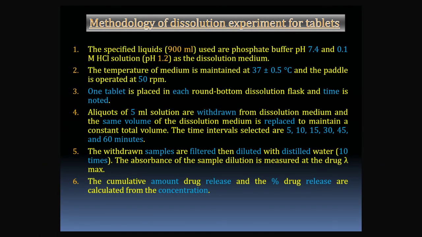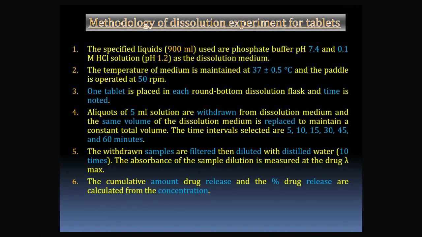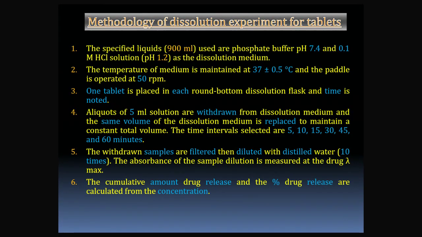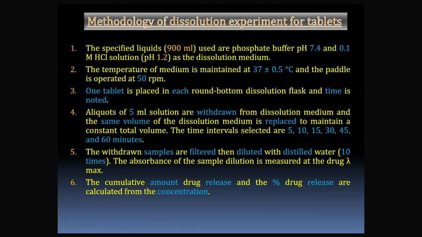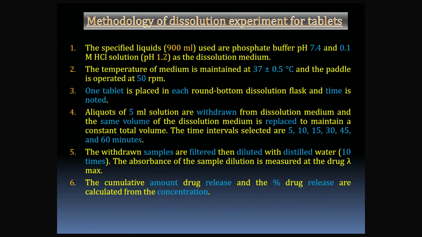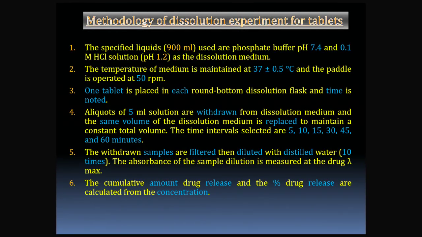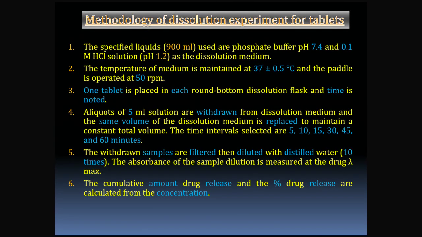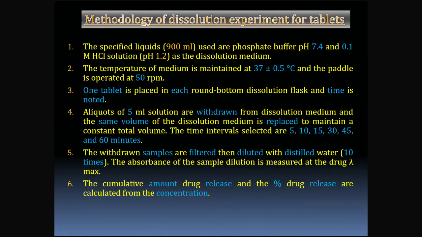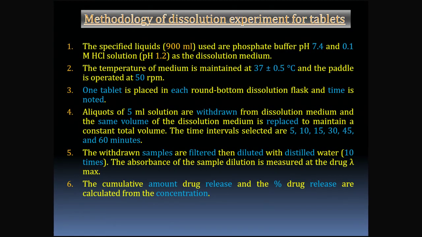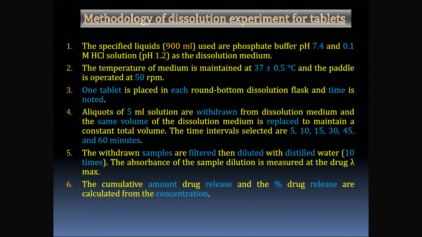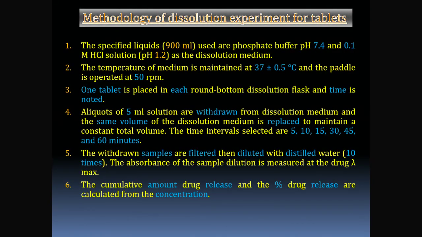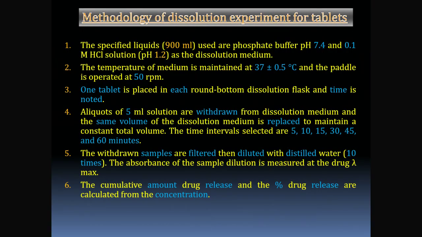To execute this experiment, we establish a controlled environment using 900 milliliters of either 0.1 molar HCl or pH 7.4 phosphate buffer at 37 degrees Celsius and a 50 RPM rotational speed to stabilize the mechanical shear. To track the kinetics accurately, we withdraw 5 milliliter aliquots at specified intervals and immediately replace them with an equal volume of fresh medium, a critical step to ensure the total volume remains constant for all mass transfer calculations.